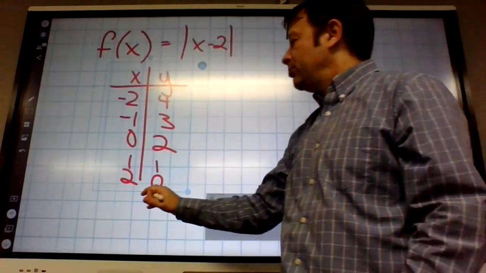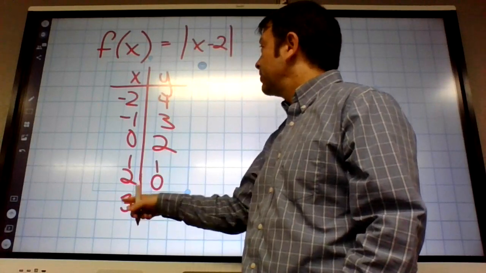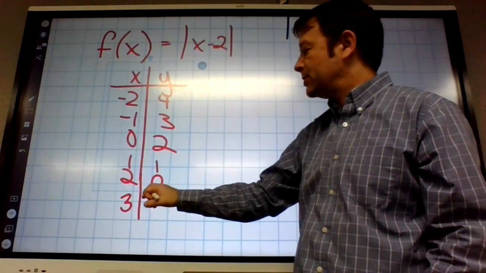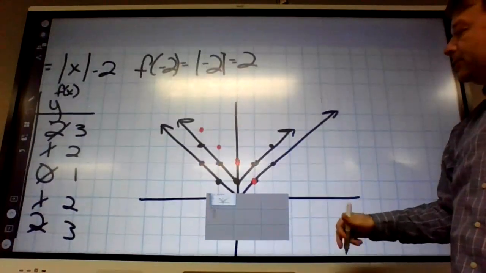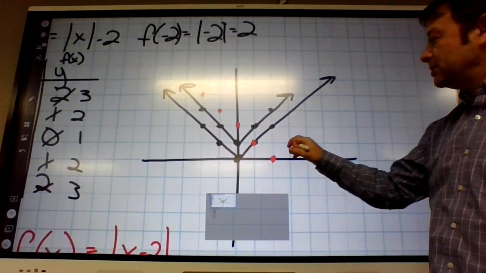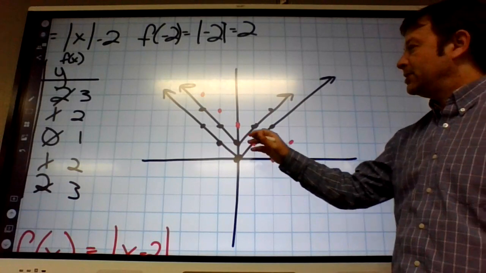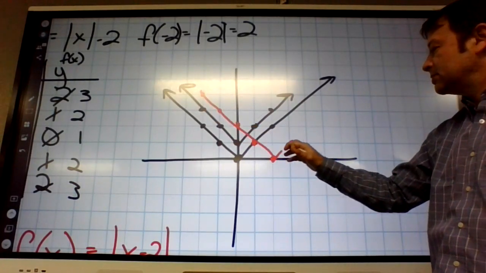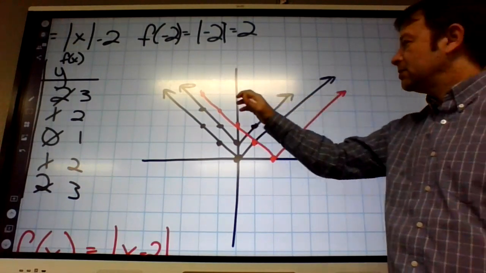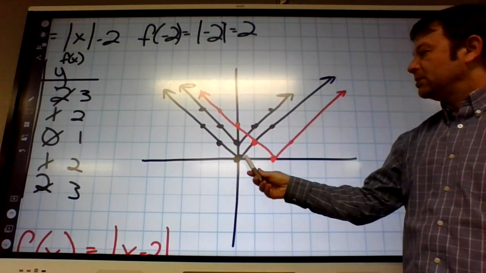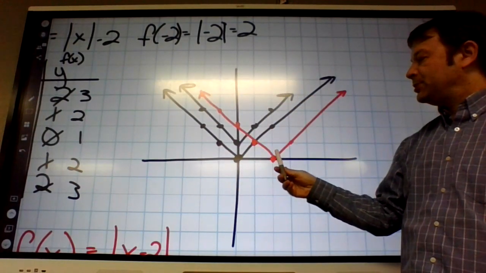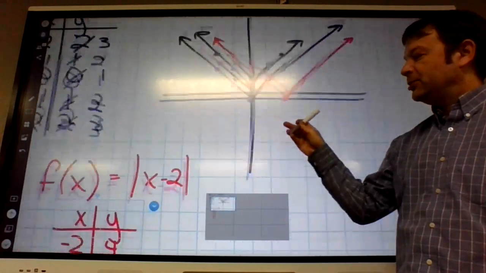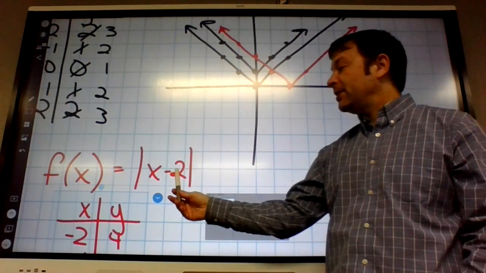What if I plug in 1 more? 3 minus 2 is 1. The absolute value of 1 is 1. You get a point at 3, 1. Okay, it's bouncing over here. So what happened? It went one, two spaces forward. Move 2 units to the right. Okay, you might not have guessed that would do that, right?